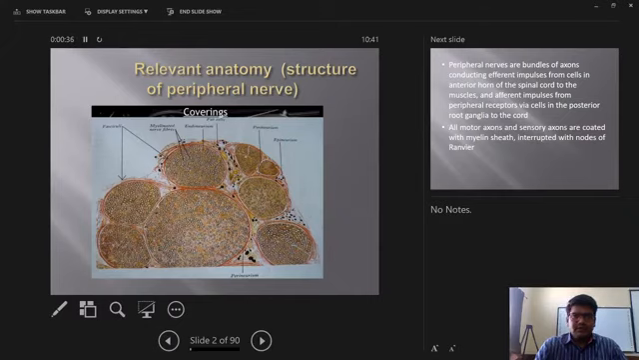peripheral nerves. This is the structure of the peripheral nerve where you can see that so many nerve fibers are there. They are arranged in bundles which are called fascicles. Each fiber is surrounded by a structure called the endoneurium. Each fascicle by a perineurium, and all the fascicles are enclosed in a connective tissue which is called epineurium.